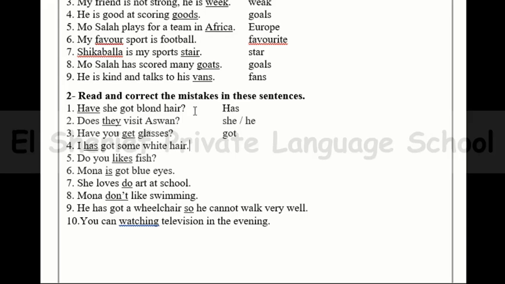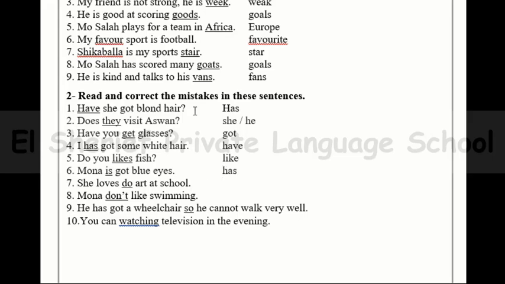Here has is the wrong one, and it's going to be have. Number 5: Do you like fish? So I have do, and like must be in the base form, and it will be like. So number 6: Mona is got blue eyes, and here, yes, has got.